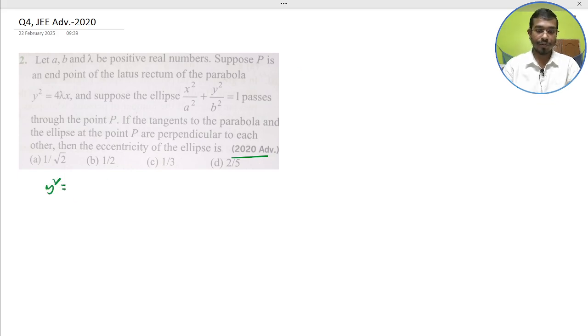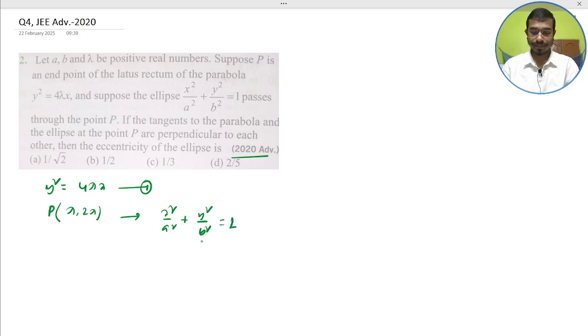Y square equal to 4 lambda x. This is equation number 1. So P be a point of what? (lambda, 2 lambda). Okay. Of the given ellipse x square by a square plus y square by b square equal to 1. So it passes through this point.